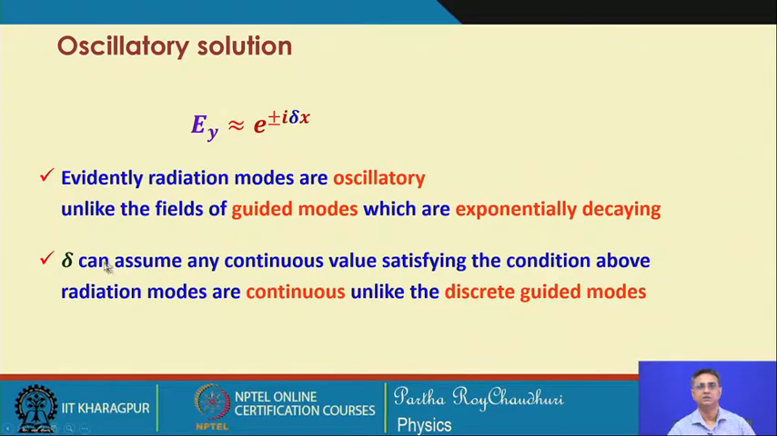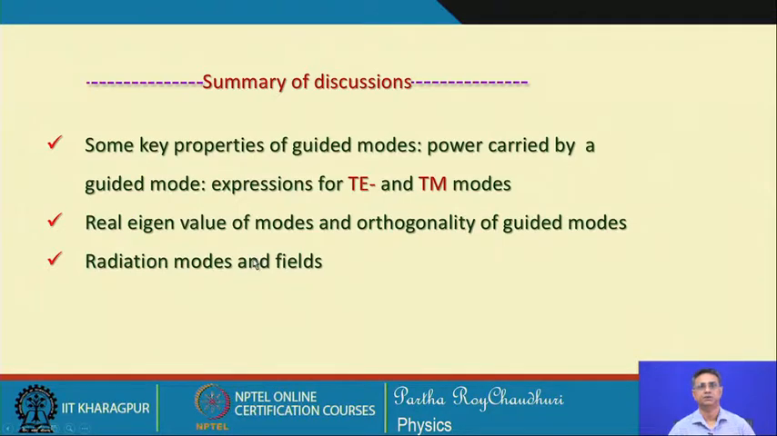Also, delta can assume any continuous value, because there is no restriction on delta now. So the radiation modes are continuous, which is different from the discrete guided modes of the waveguide. From ray theory, the rays corresponding to these waves do not satisfy the critical angle condition, and that is why they are refracted out from the interface, forming a continuum of radiation modes.